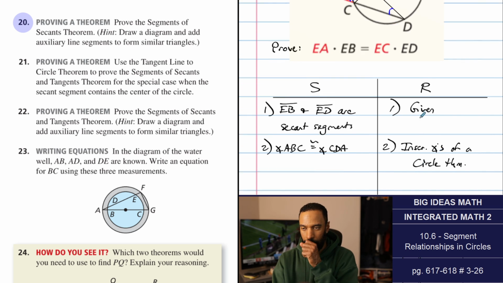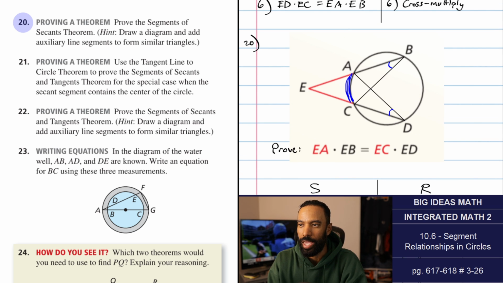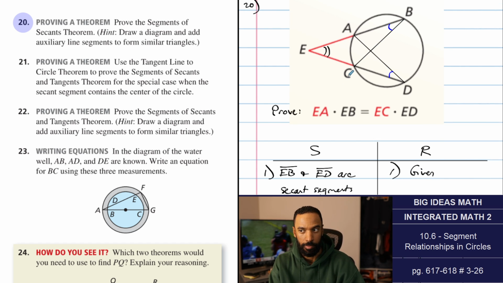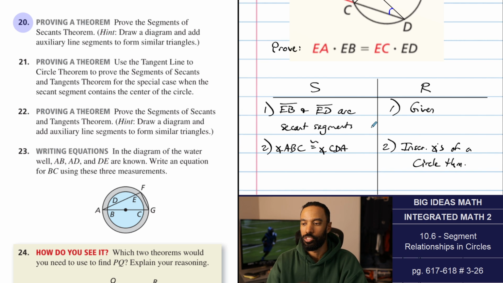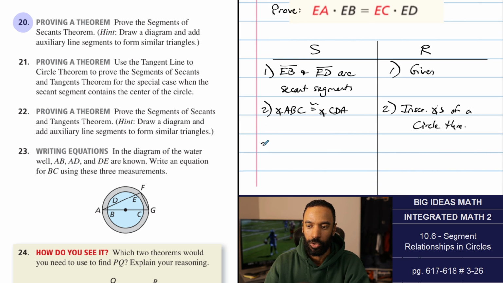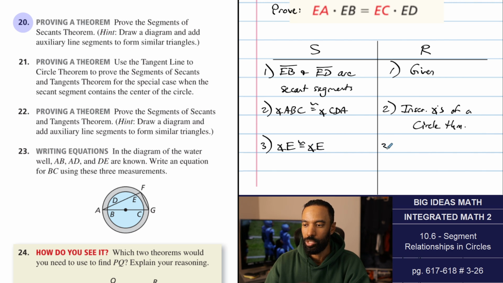Okay. The next one. We don't use this as often, or we haven't in quite some time. Angle E is in both triangles. It's in this triangle, and it's in this triangle. It's congruent to itself. This is the reflexive property. It's a shared angle in both of these. So can I just say angle E is congruent to angle E? I'm going to. Angle E is congruent to angle E. This is the reflexive property of congruence, a shared angle.